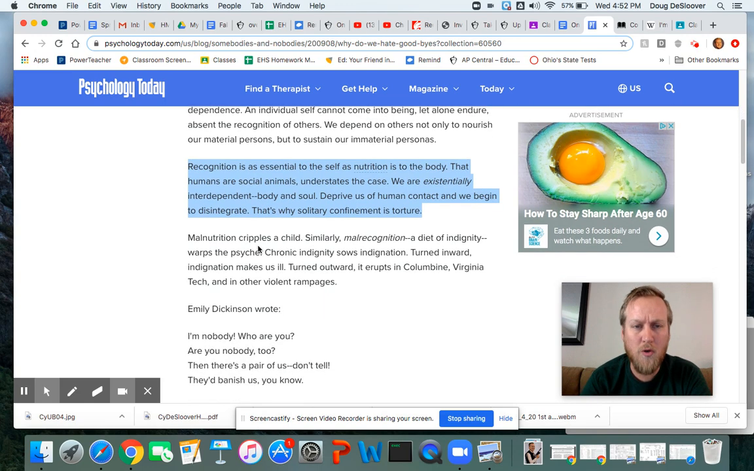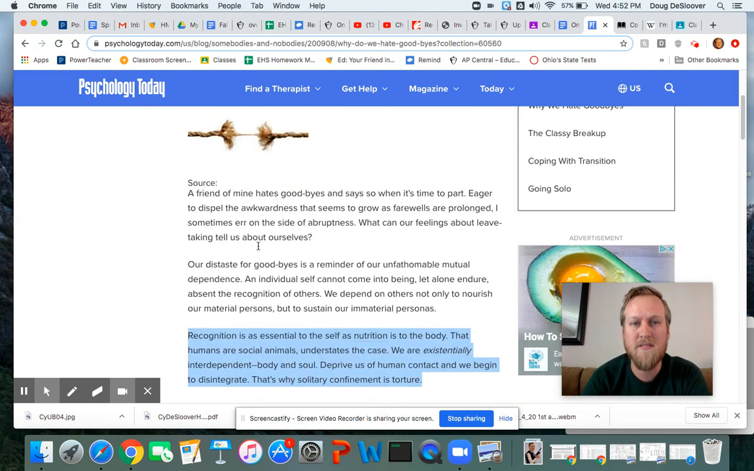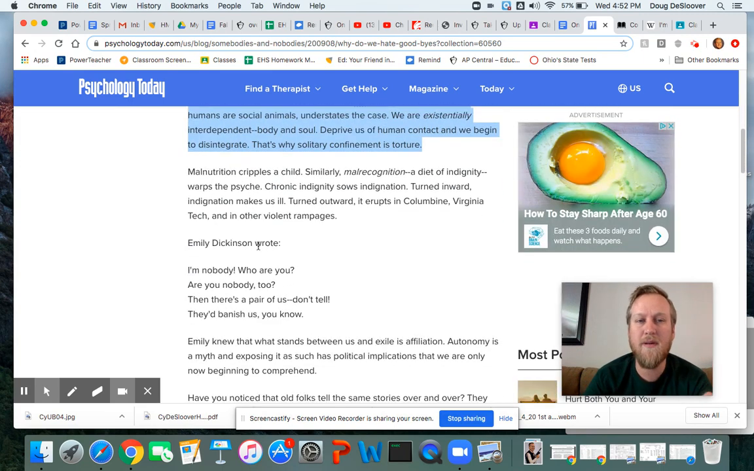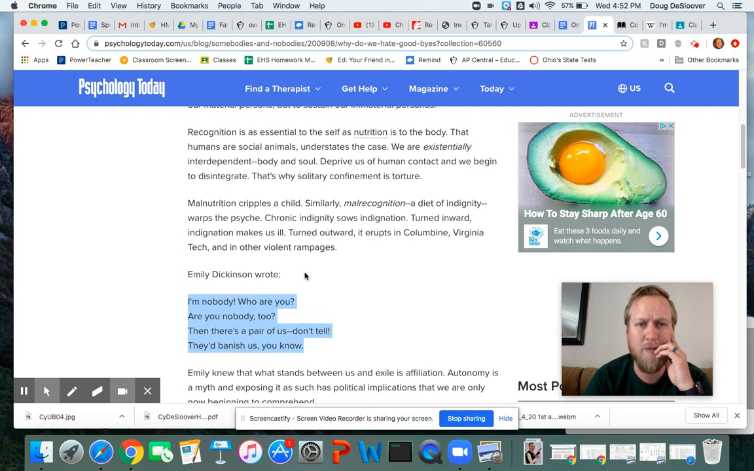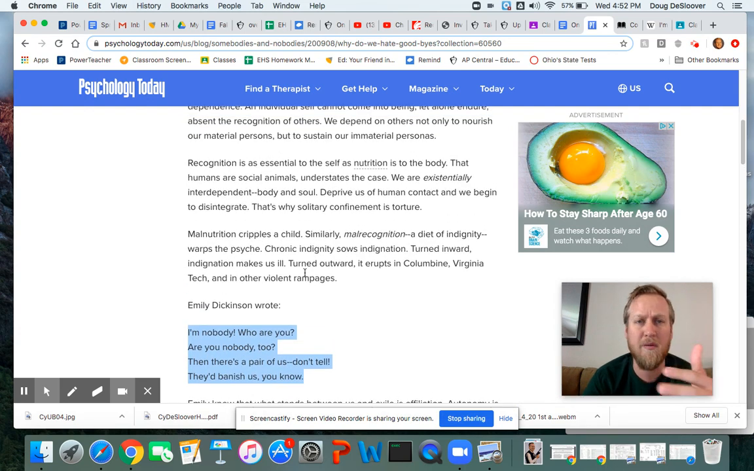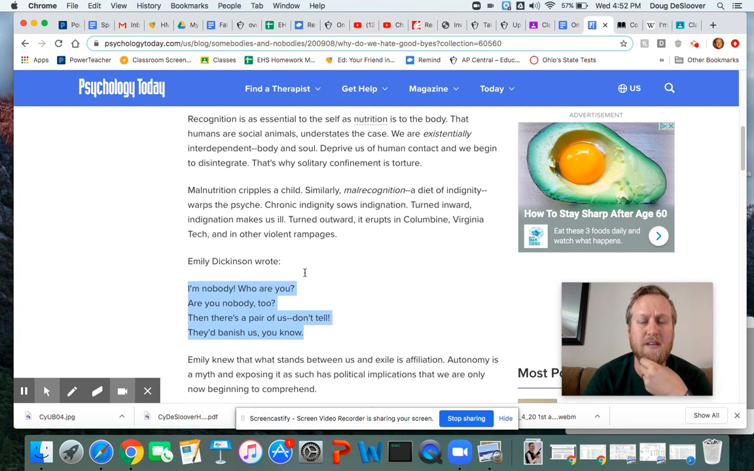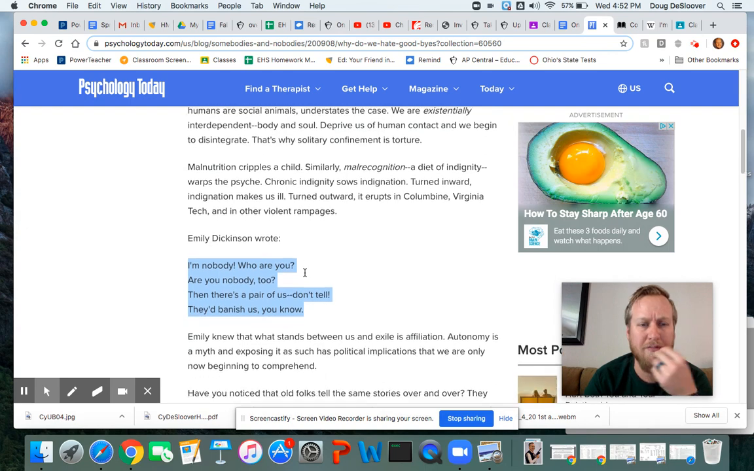So go ahead and read this whole piece. The tie-in here is he mentions Emily Dickinson's poem, and that's where we're going to go over to Common Lit in a second. Emily Dickinson's poem called "I'm Nobody, Who Are You?" He excerpts it here, so he uses the first 4 lines of the poem. It's only an 8-line poem. It's very short, but he excerpts it to talk a little bit about the notion of being alone versus having people, and why goodbyes can be so tough.